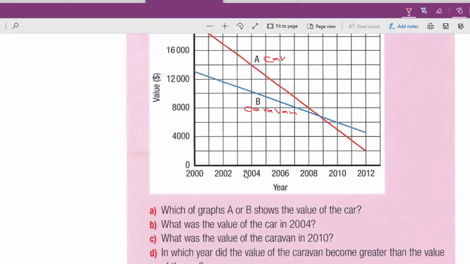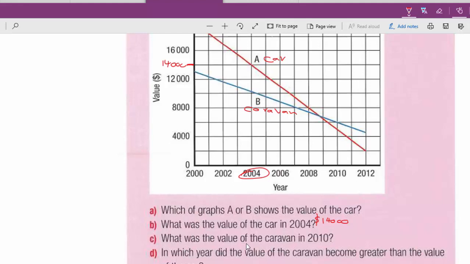Part B, what was the value of the car in 2004? Here's 2004. The value of the car is here, and this graph is going by 4,000. It means halfway is 2,000, so it is 14,000. The value of the car in 2004 was $14,000. Currency sign must go before the numbers.